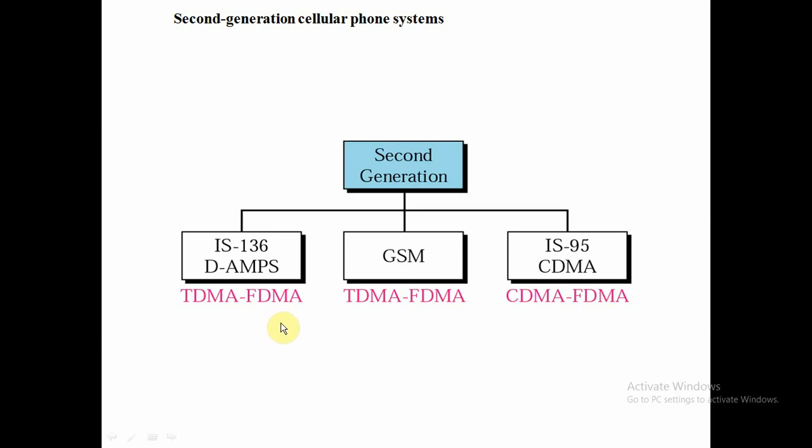GSM uses two bands for duplex communication. Each band is 25 MHz in width, shifted toward 900 MHz, and the band is divided into 124 channels. In the GSM system, each voice channel is digitized and compressed to 13 kbps. Each slot carries 156.25 bits, and there are 8 slots.